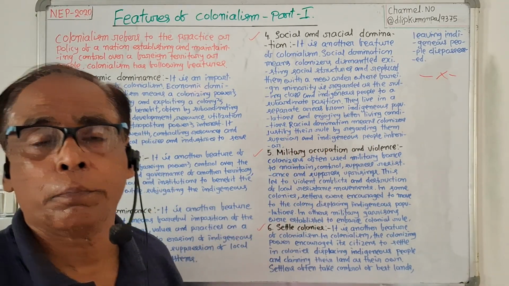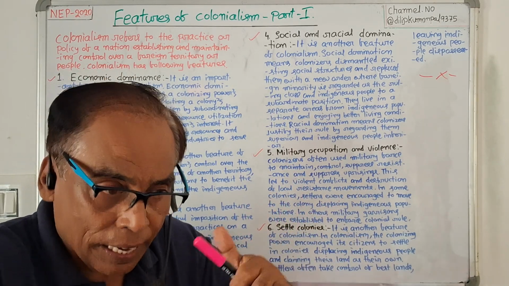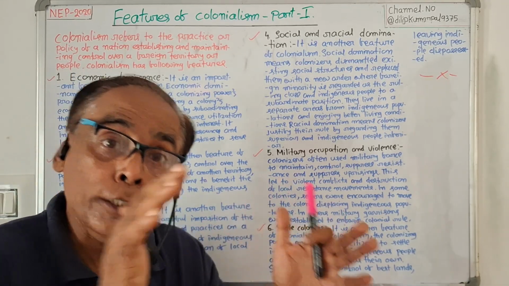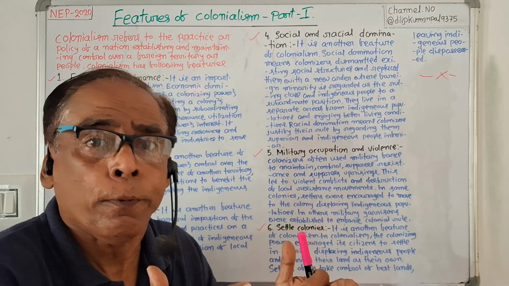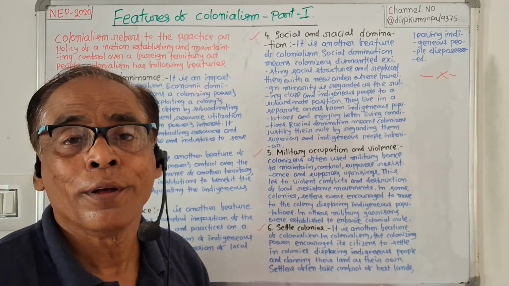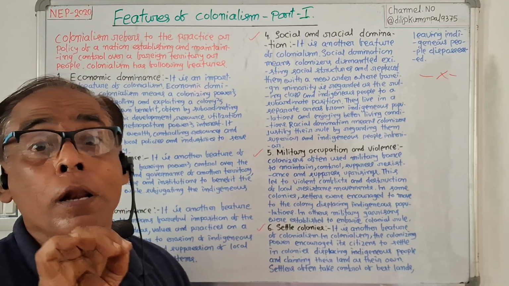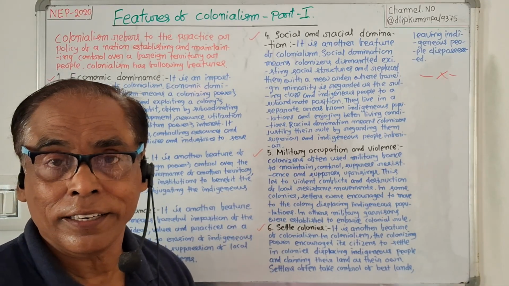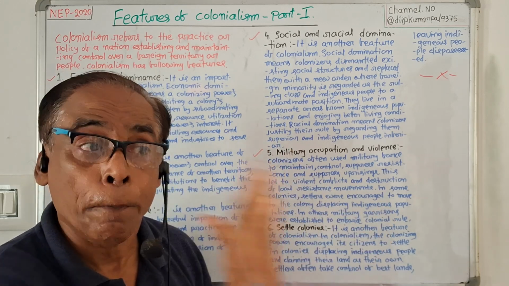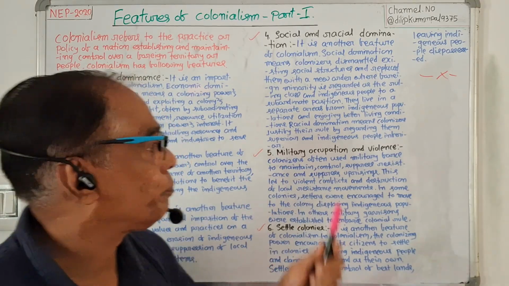So, social domination means when the colonizing country dismantles the existing social structure of the colony and replaces it with a new system where people of the colonizing country are regarded as superior and people of the colony are regarded as inferior, and people of the colonizing country will settle in different places. They settle separately from the colonized people and they live in better conditions.